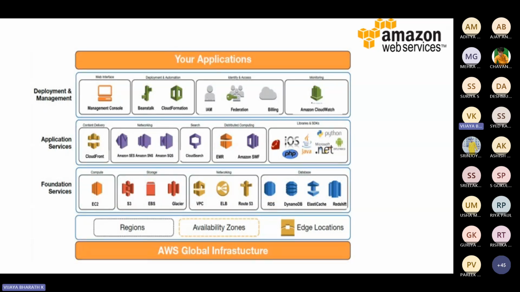And internal to that region, you'll have multiple data centers. It's a big data center, and internal to that data center, you'll have multiple availability zones for disaster recovery. If something goes wrong in an availability zone, immediately you can switch over the control from availability zone A to B or to C. So foundation services, application services, and deployment and management services. Based on that, this diagram is shown to you.